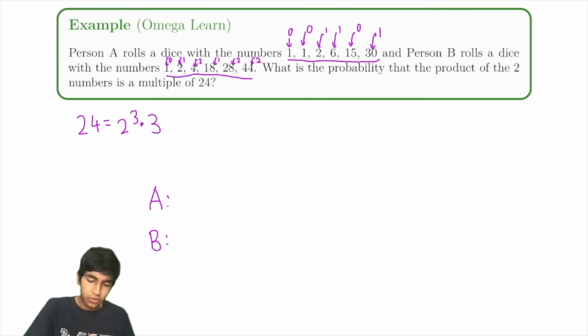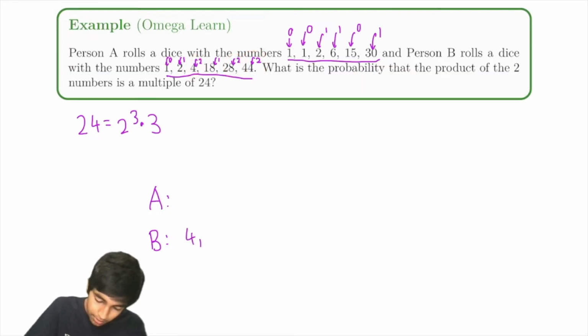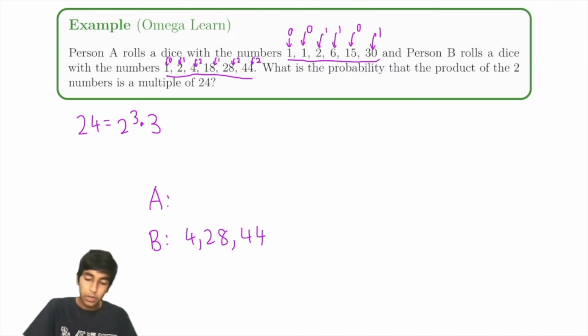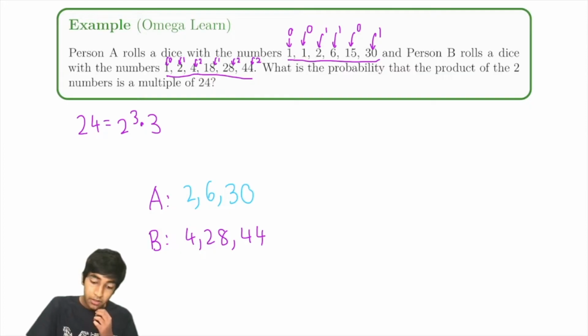So 3 factors of 2 total means that we must have the maximum number of factors of 2 possible. We must have the 4, the 28, or the 44 for person B, right? We must have one of these 3 because they all have 2 factors of 2. And for person A, we must have 2, 6, or 30, right? Because the maximum number of possible factors of 2 for the product is 2 to the 1 times 2 squared, which is 2 cubed. So we must have the maximum, because anything less won't be a multiple of 2 cubed.